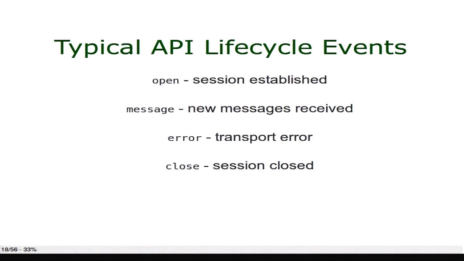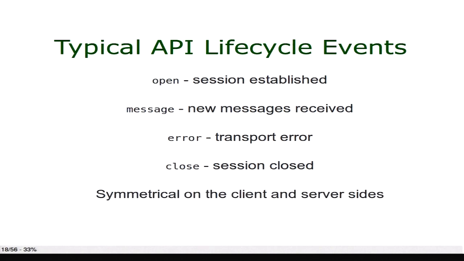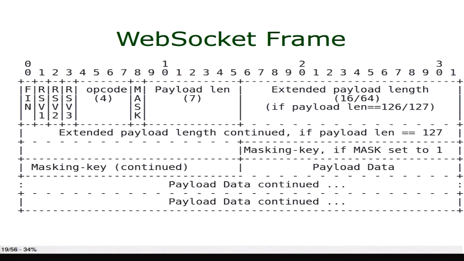There's a bunch of status codes associated with the close that can indicate the reason for that closure. And it's interesting that the client and server APIs are completely symmetrical. Whatever you see on the server side is actually the same API that is going to be on the client side.